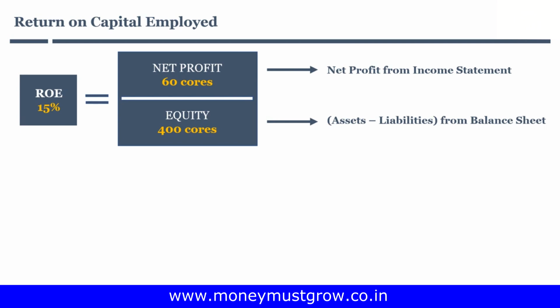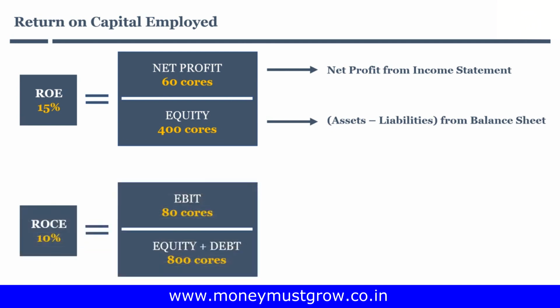The formula for ROCE looks like this. It is the company's operating profit divided by total capital employed, expressed as a percentage. Operating profit is also known as EBIT. EBIT stands for earnings before interest and tax. It can also be calculated as net income plus interest on debt and taxes paid to the government. It is essentially the operating profit of the company before paying interest on debt and taxes.